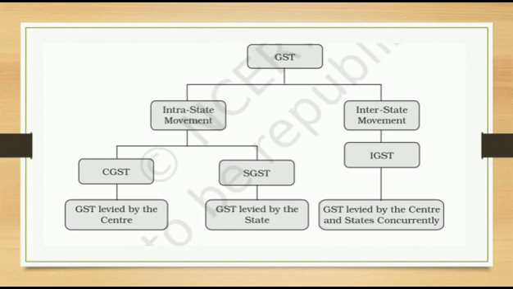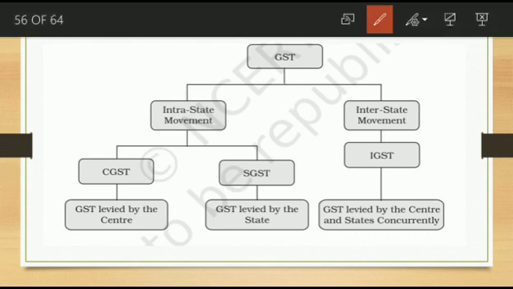Now this GST itself is classified, we can say like this, charged in different ways: intrastate movement GST and interstate movement GST. Intrastate means within the state. Suppose in Gujarat itself, buying and selling of goods, then Gujarat is the same state. So that type of dealing or movement is called intrastate.